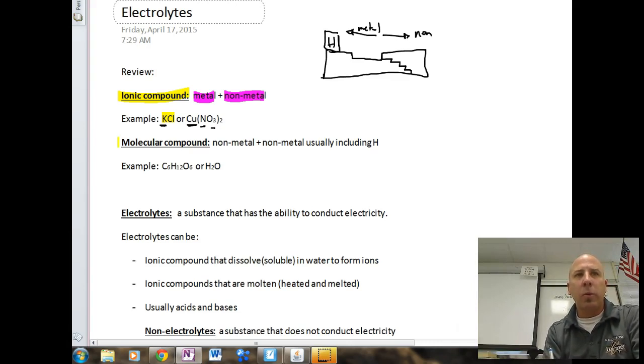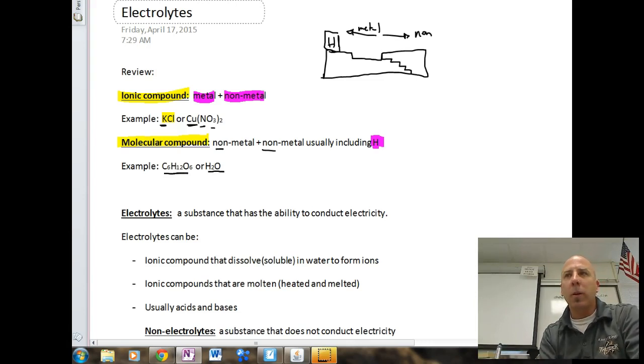Diving right into the next one, that would be a molecular compound. And we remember, hopefully, a molecular compound is a non-metal attached to a non-metal. And oftentimes we have more than just two non-metals. We can have tons of them. And usually, not always, this includes hydrogen. We'll talk about when it does not include hydrogen, though. And so here's some good examples of this. We have C6H12O6, which is glucose, or we have water, all non-metals involved there.